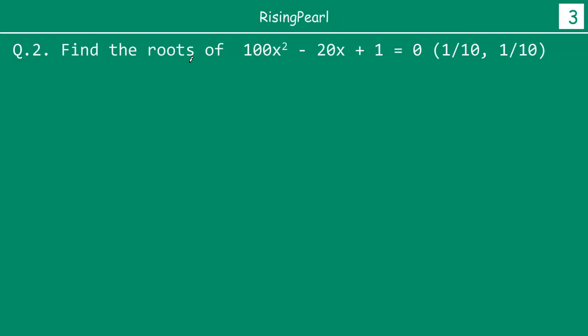Now this is our question. 100x squared minus 20x plus 1 equals 0. And these are the two roots that we have seen earlier. So there are two roots, but they are equal. So let's see if this is what we get.